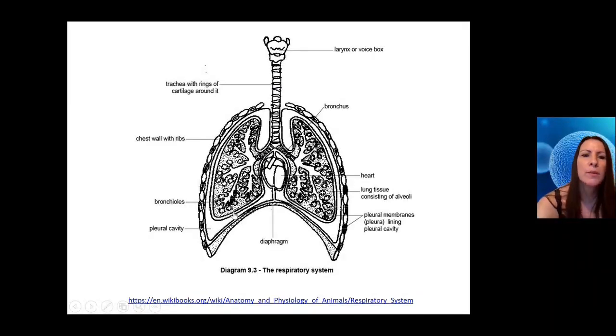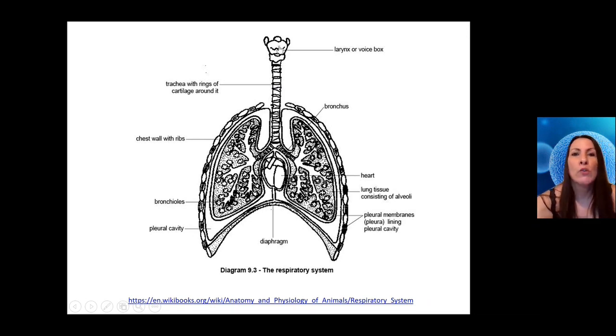So this is the most important bit that we're going to be looking at in terms of gas exchange. So this is where oxygen and carbon dioxide are exchanged. There's no gas exchange taking place from the larynx or the trachea and the bronchioles. It's all the gas exchange is occurring in the alveoli at the very bottom of the bronchial branches.